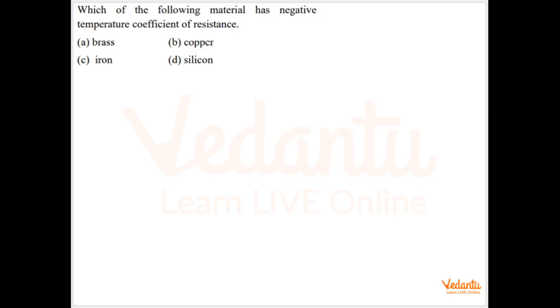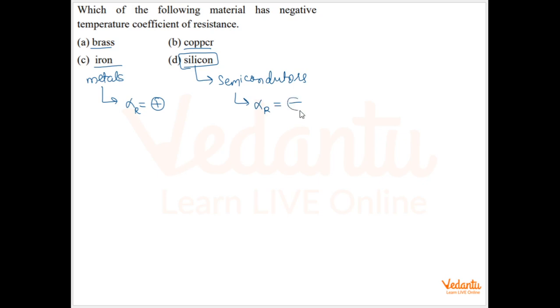In this question, we have to calculate which of the following has a negative temperature coefficient of resistance. So understand that brass, copper and iron, all of them are metals, and for metals, alpha is a positive quantity. Temperature coefficient of resistance is a positive quantity. But on the other hand, this silicon right here is a semiconductor, and for semiconductors the value of temperature coefficient of resistance is negative, so option D would be the correct answer here.